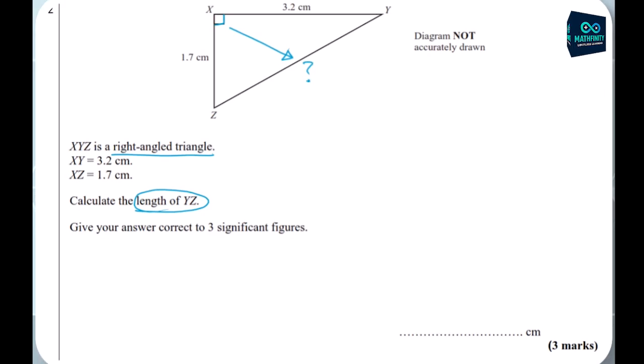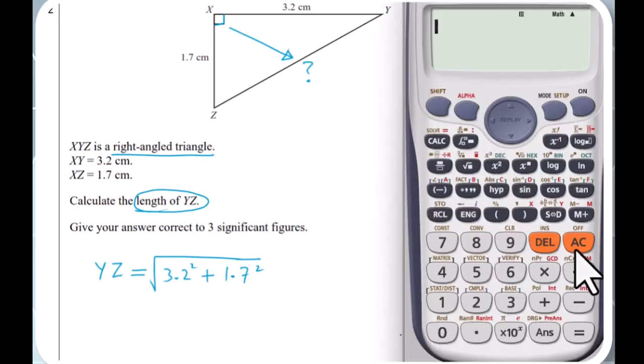If this is hypotenuse, hypotenuse is not given in this case. So we will write YZ is equal to square root of 3.2 square plus 1.7 square. Because hypotenuse is not given, so we will use the addition sign. After this, you can use calculator. 3.2 square plus 1.7 square.